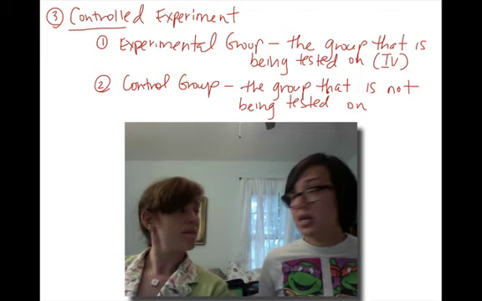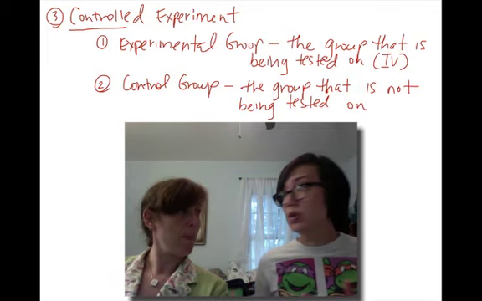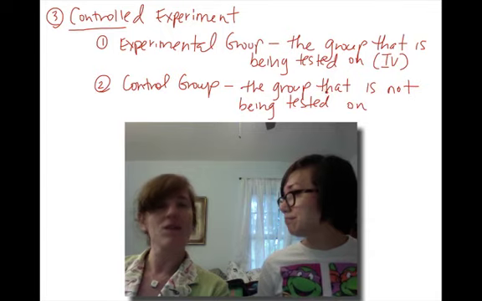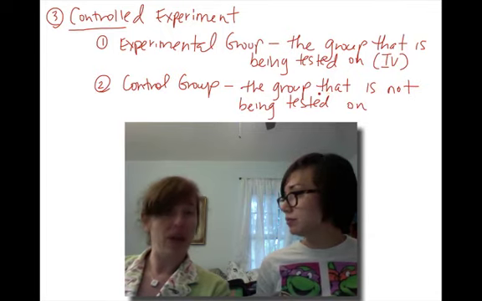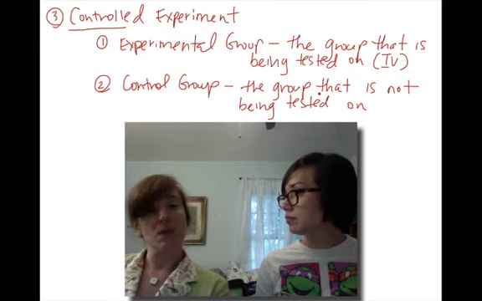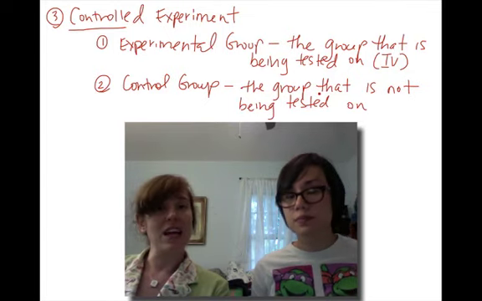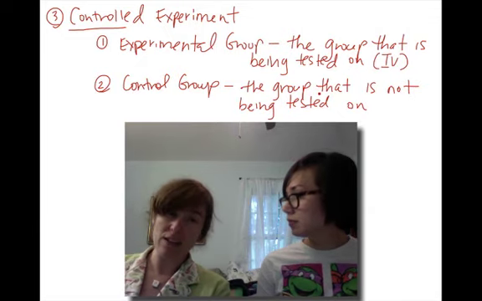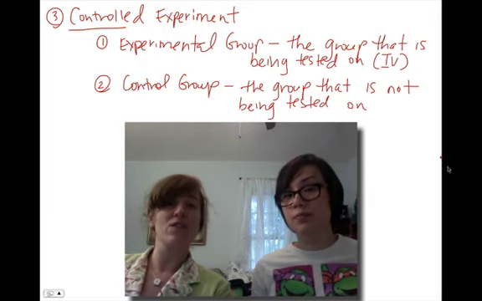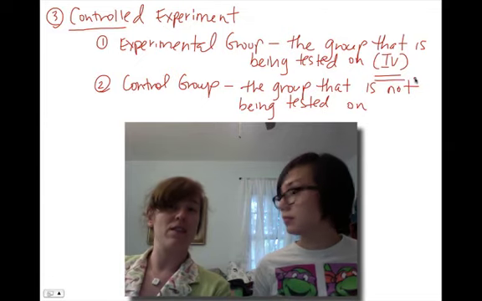And the reason why we need it is because we need it to compare. That's a key word there. Comparison. So the control group is what's allowing you to compare it versus the experimental group to see if there has been a change. Because if there has been a change, and if you've set your experiment up correctly, that change should have something to do with your independent variable.